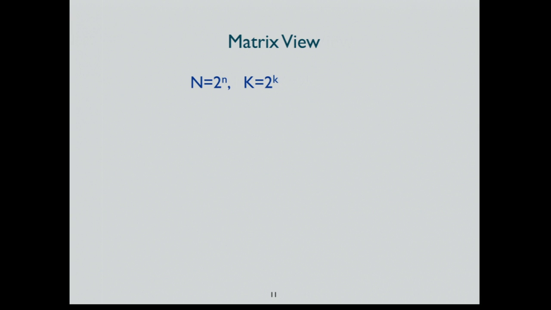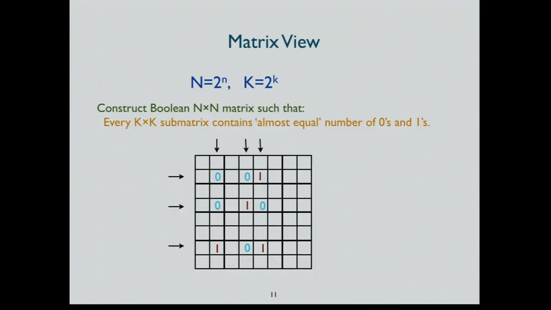And there's a very natural matrix view of this. So I'll use capital letters to denote 2 to the small letter. So our goal here will be to construct a big N by big N matrix so that every big K by big K submatrix is balanced. It has roughly the same number of zeros as ones.